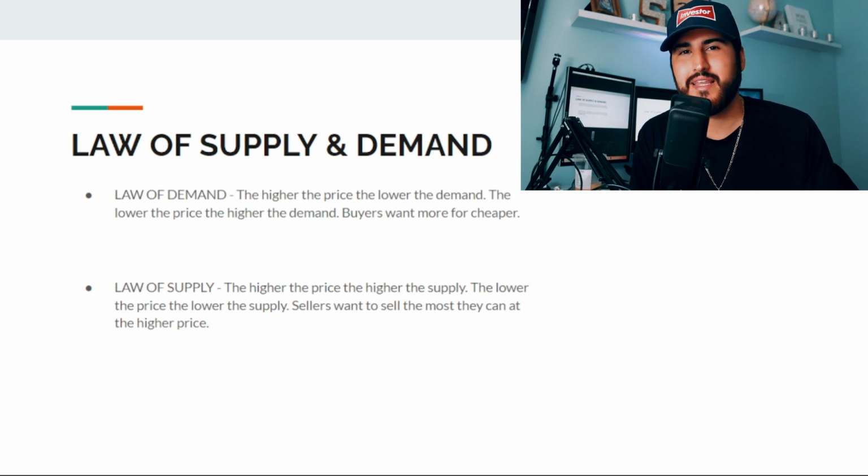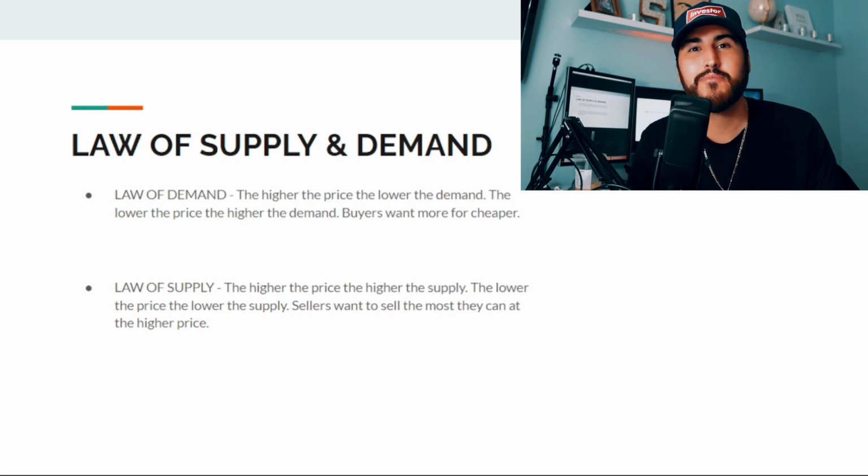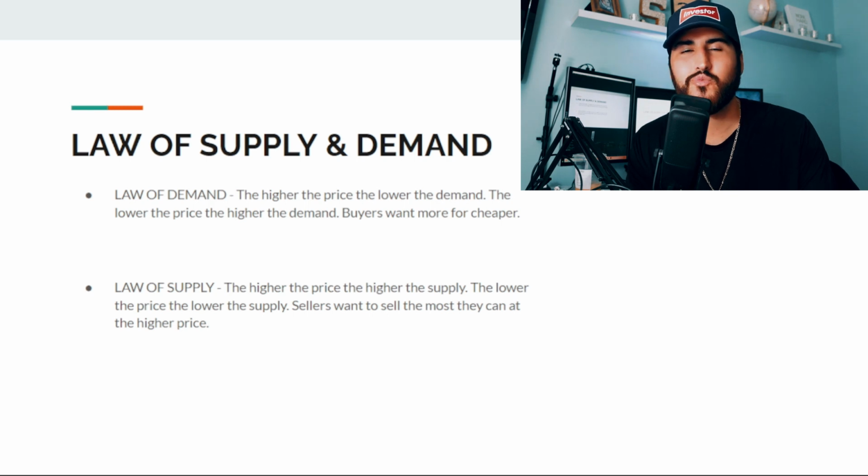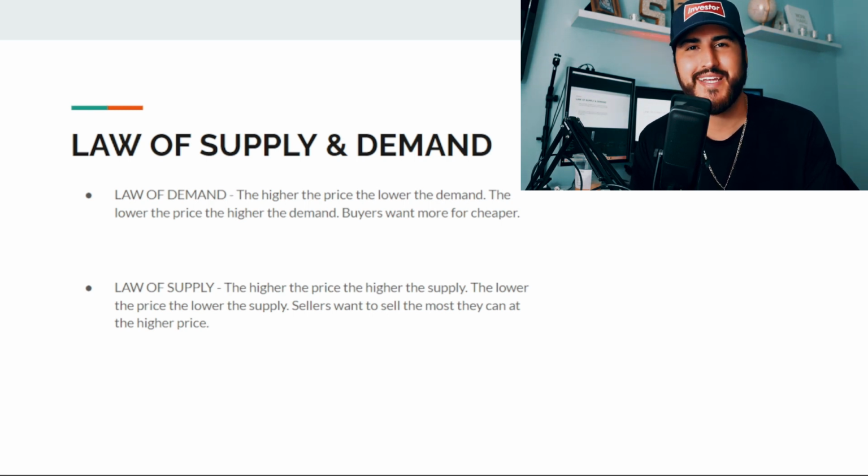This can be seen with this statement. The cure for high prices is high prices, because the higher something costs, the less likely people are willing to pay for it, and that is demand destruction. So essentially, buyers want more of something the cheaper it is.